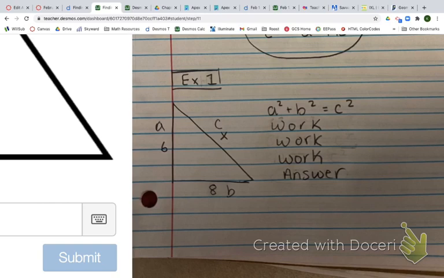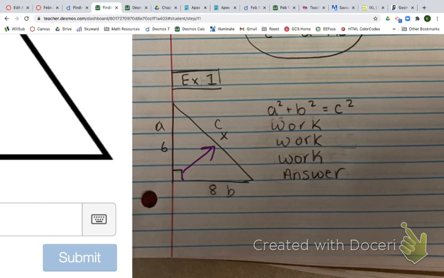Instead of writing down work, work, work, answer, you're actually going to write down what the work is. Okay? This is important. I want you to write down exactly what I write down. Something that I might add to these notes that isn't in it is the right angle and how it points to C.